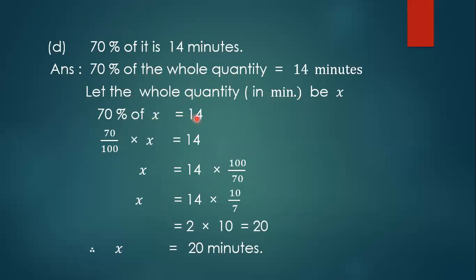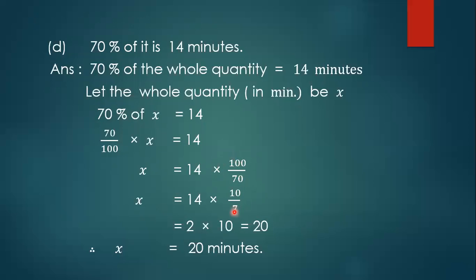17% of x is 14. 17% in fraction, 70 upon 100 into x is 14. X is equal to 14 multiplied by the reciprocal of 70 upon 100. That is 14 multiplied by 100 upon 70. Here 100 has a 0 and 70 has a 0, I cancel. So it will become 10 upon 7.